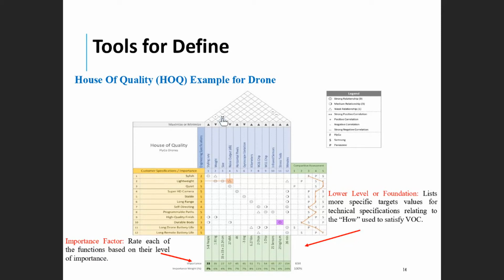And then you go down. This square is considered to be a correlation point between them.